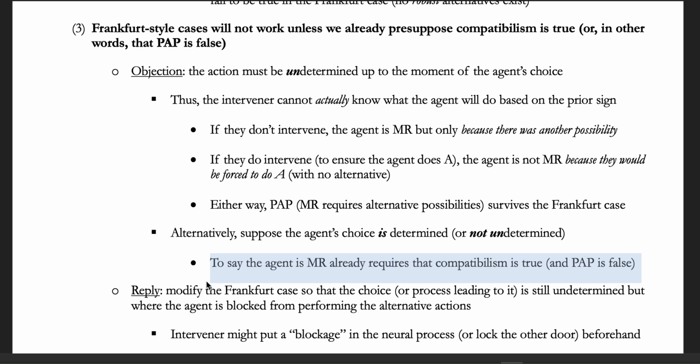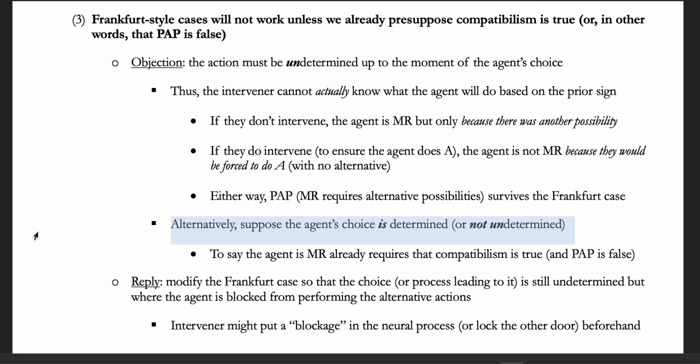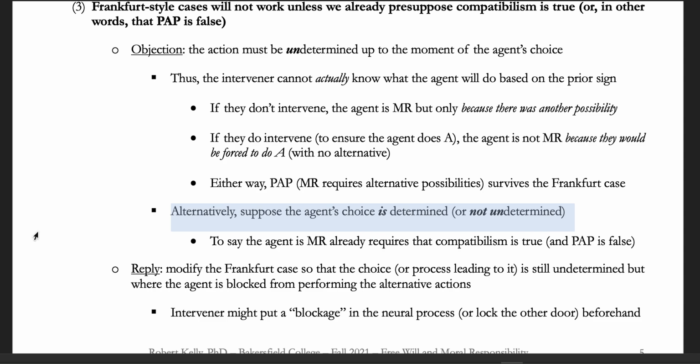Now, the reply to this, what Kane calls the indeterminist world objection. So the Frankfurt case needs to happen in an indeterministic world. But if it does that, then either PAP is going to be unaffected, or the Frankfurt case just presupposes that PAP is false, instead of showing us that PAP is false.